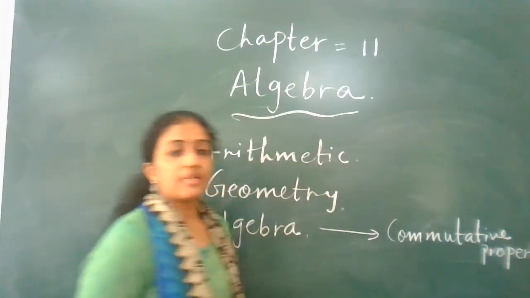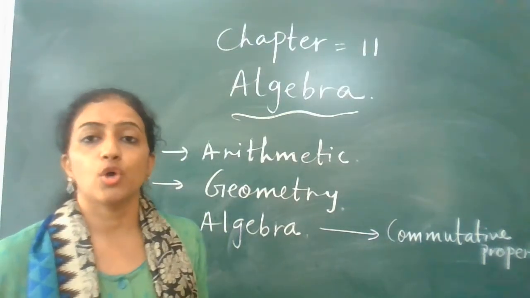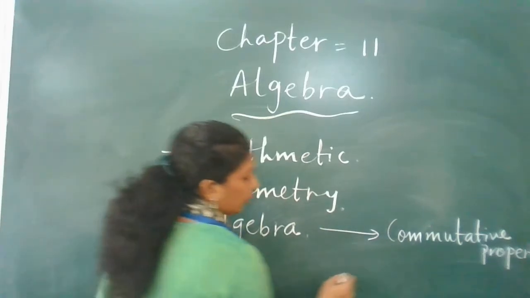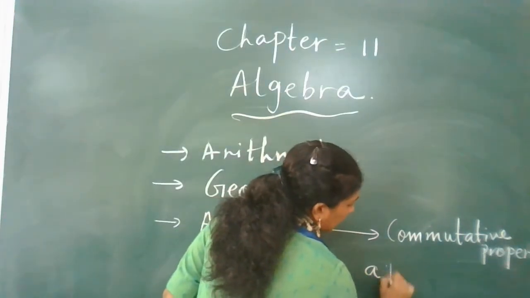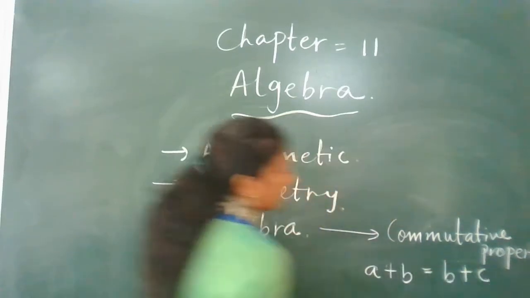So commutative property says that if you add or multiply two numbers or more than two numbers in any order, it will give you the same value. So it will be like this: A plus B is equal to B plus A.